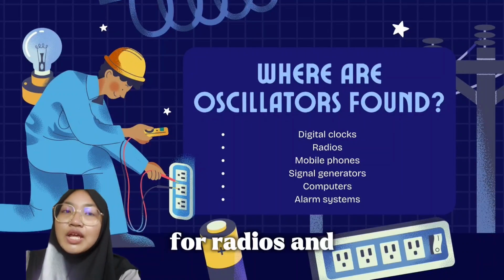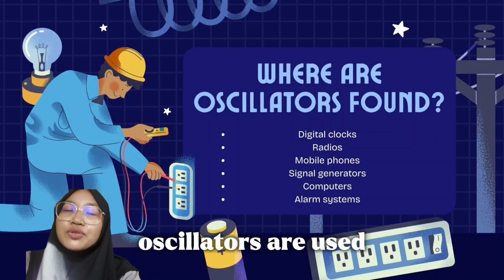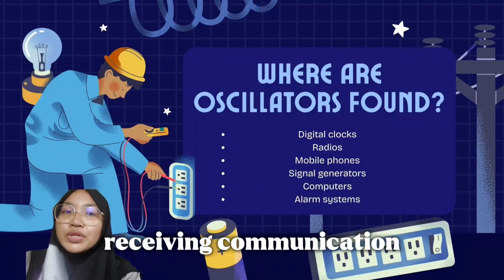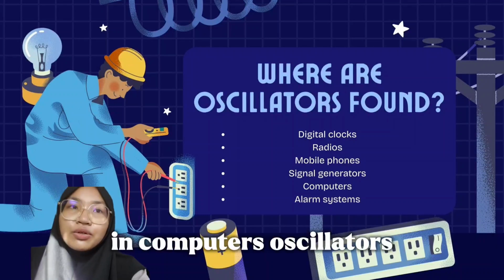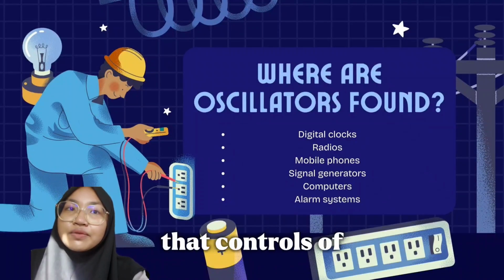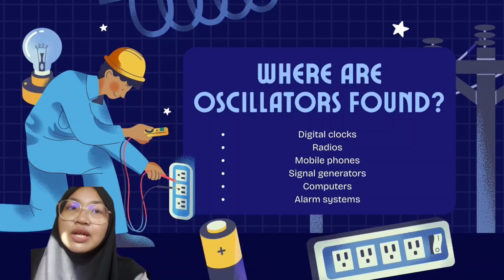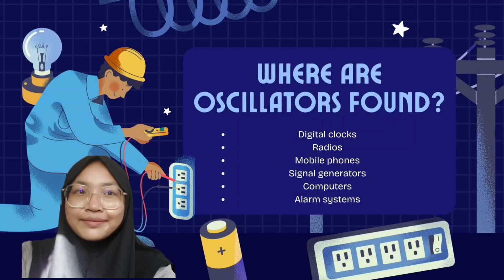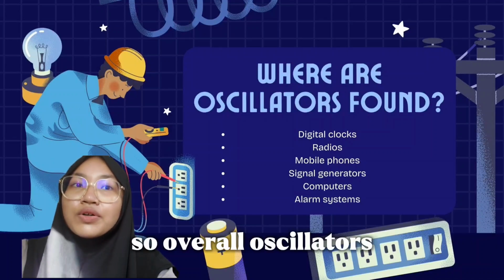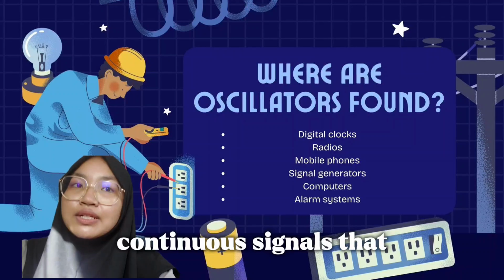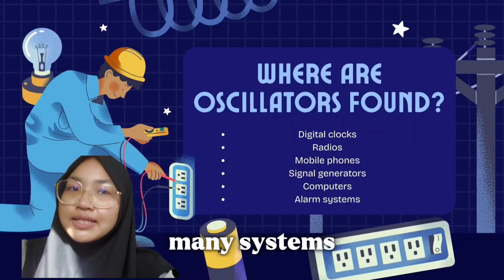For radios and mobile phones, oscillators are used to generate signals for transmitting and receiving communication. In computers, oscillators act like a heartbeat that controls the timing operations. It ensures all processes run in sync. So, overall, oscillators are very important because they provide stable, continuous signals that are needed in many systems.